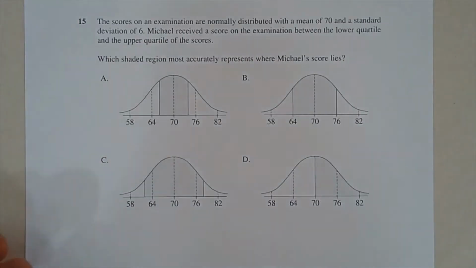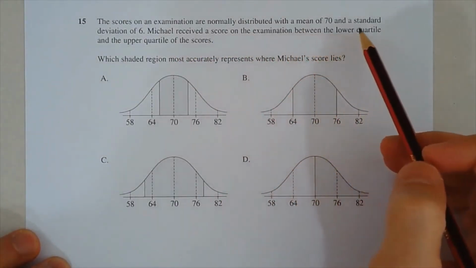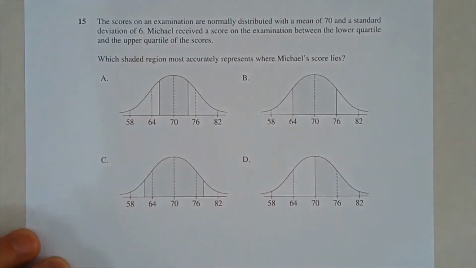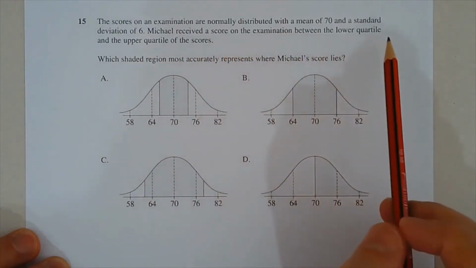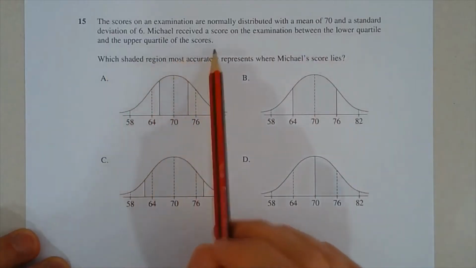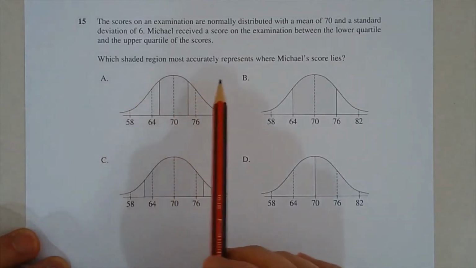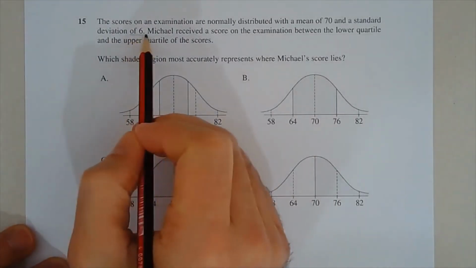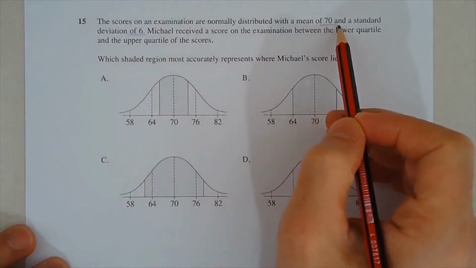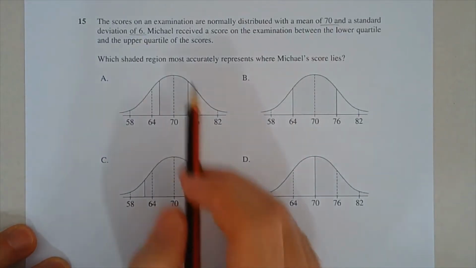Question 15. The scores on an examination are normally distributed with a mean of 70 and a standard deviation of 6. Michael received a score on the examination between the lower quartile and the upper quartile of the scores. Which shaded region most accurately represents where Michael's score lies? First thing to note is the standard deviation of 6 and the mean of 70. Plus or minus 1 standard deviation is 68% of the scores.